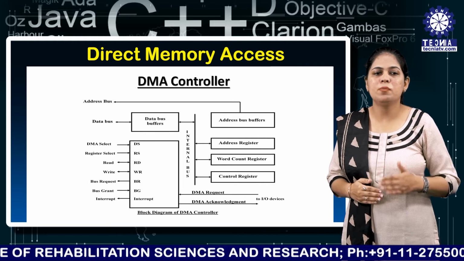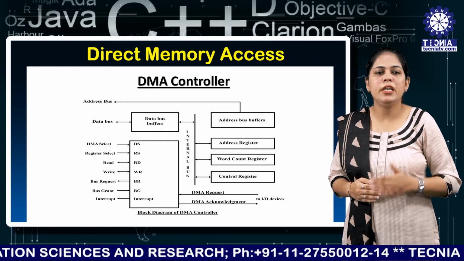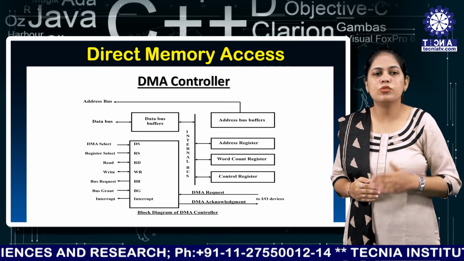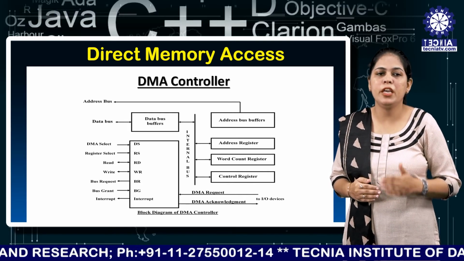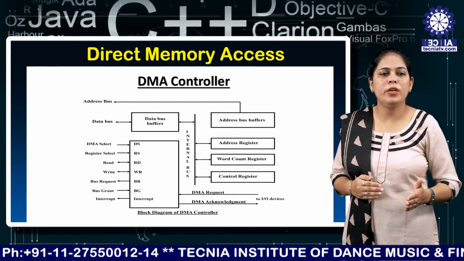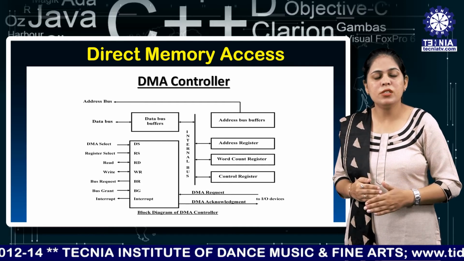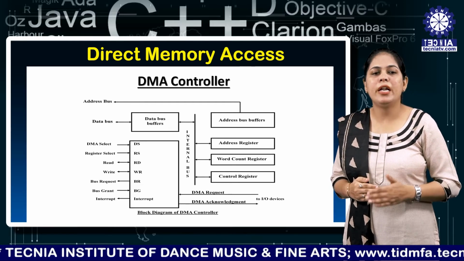When the BG, that is the bus grant input, is 0, the CPU can communicate with the DMA registers through the data bus to read from or write to the DMA registers. When the BG is equal to 1, the DMA can communicate directly with the memory by specifying an address in the address bus and activating the read and write control.